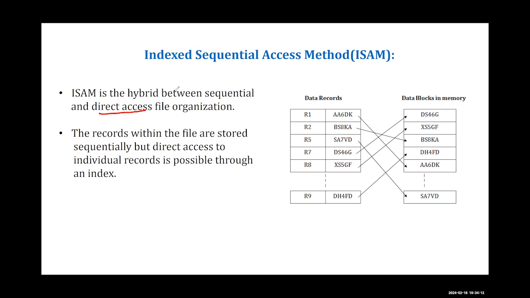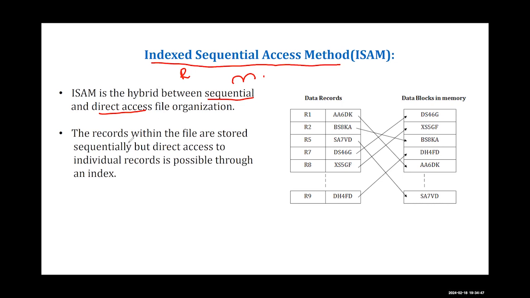When it comes to time, we were saying that sequential is better than direct access, but with direct access I was able to access the records directly, unlike sequential where I have to go through all the records one by one. So that is why this is a better improvement over both methods. It involves the advantages of both sequential as well as direct access file organization. The records within the file are stored sequentially, okay, but direct access to an individual record is possible.